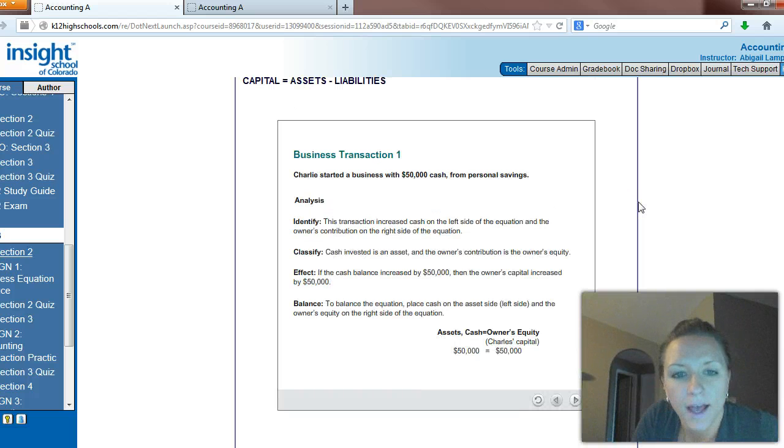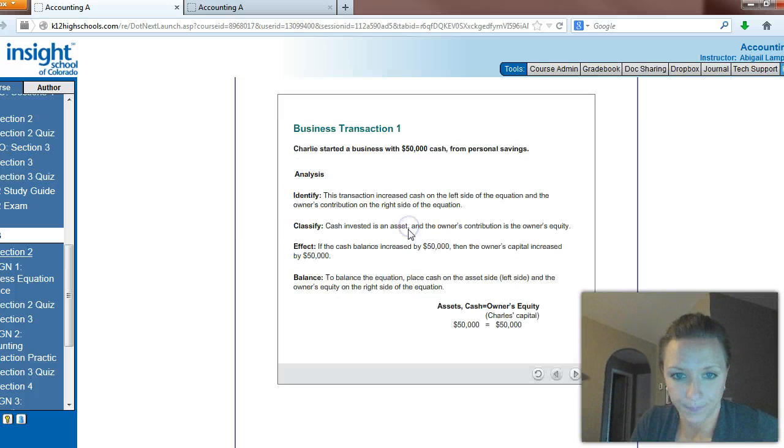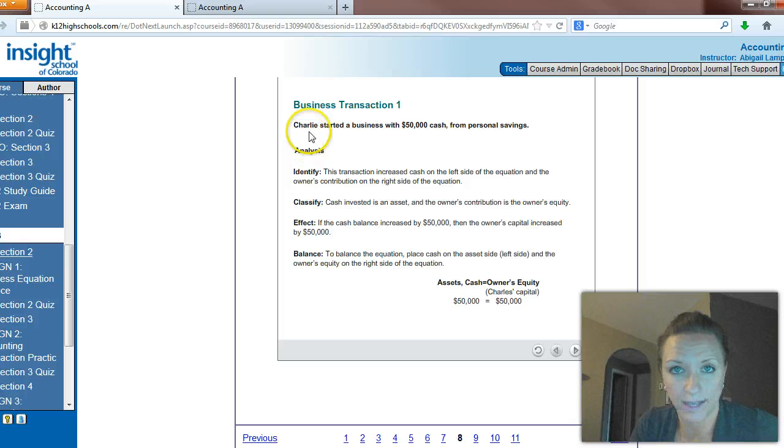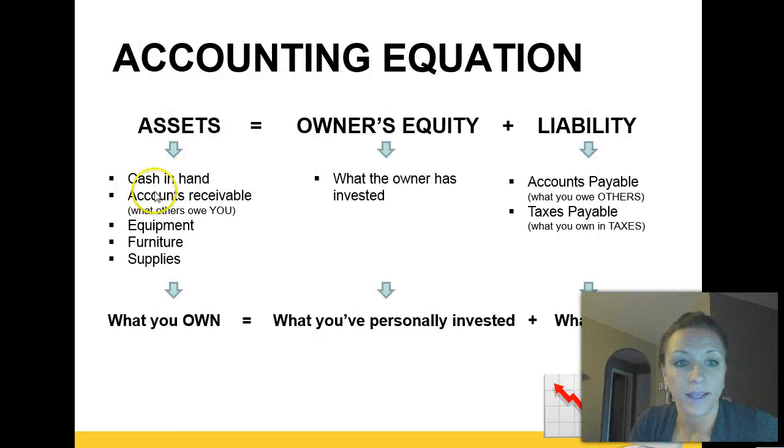Okay, fine. So with this first transaction, Charlie started a business with $50,000 cash from personal savings. All right, here's the whole analysis process that we need to go through. This transaction increased cash on the left side of the equation and the owner's contribution on the right side of the equation. So going back to our equation, cash was an asset. Owner's equity is on the other side of the equation. Owner's equity is what the owner has invested.